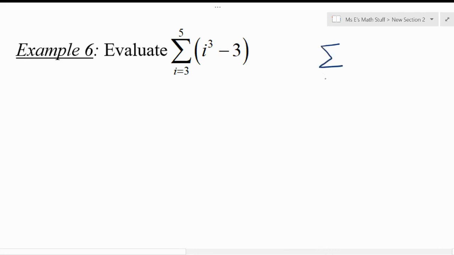The sum as i goes from 3 to 5 of i cubed minus 3. All right, now let's say it fast. The sum as i goes from 3 to 5 of i cubed minus 3. All right, hopefully you can sound educated, and not only that, but hopefully you actually are educated. We'll check and see in the next video how you did. Good luck.